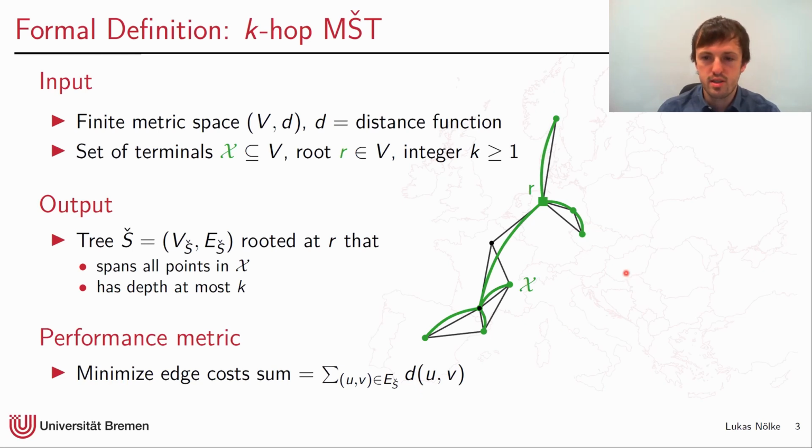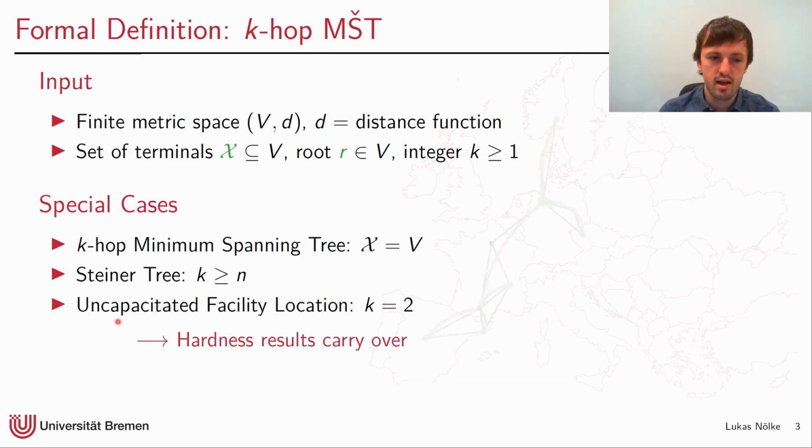Now, we've already seen one special case where k equals 2, which is in fact the uncapacitated facility location problem. Some other special cases include the k-hop minimum spanning tree problem, where all nodes are terminals, and the Steiner tree problem, where k is at least n. And of course, from these special cases, known hardness results carry over, which also lead to the following inapproximability result.